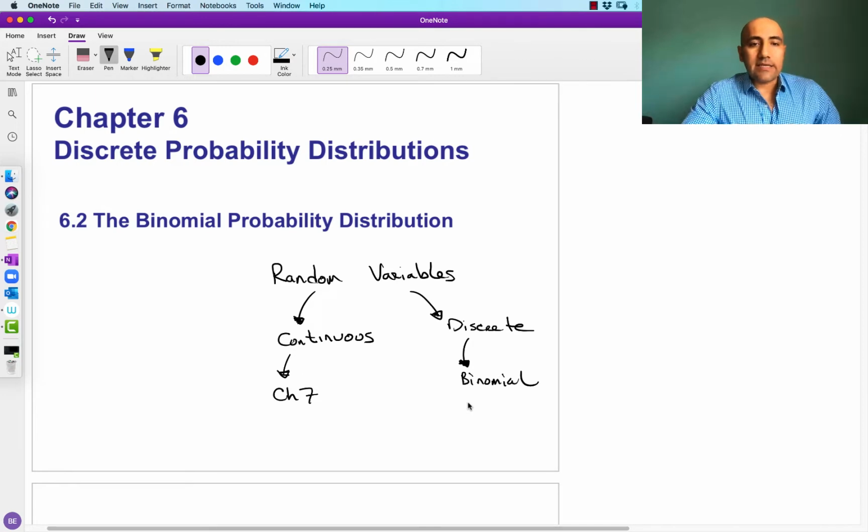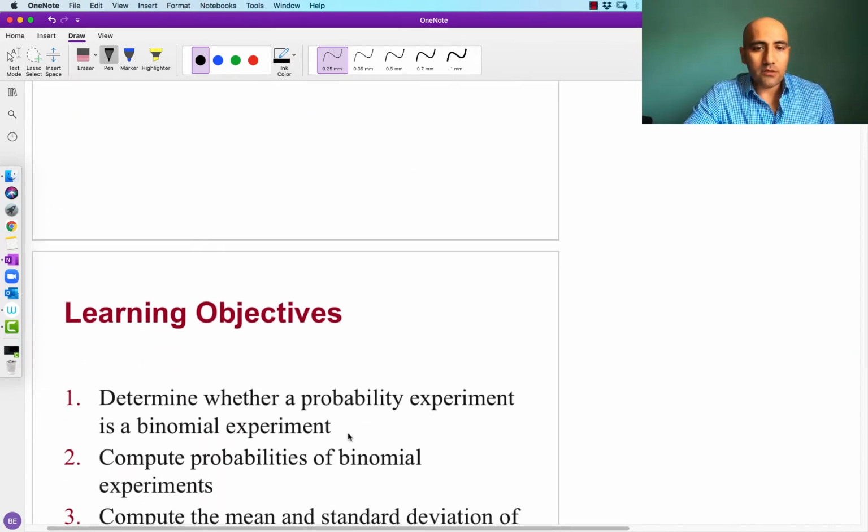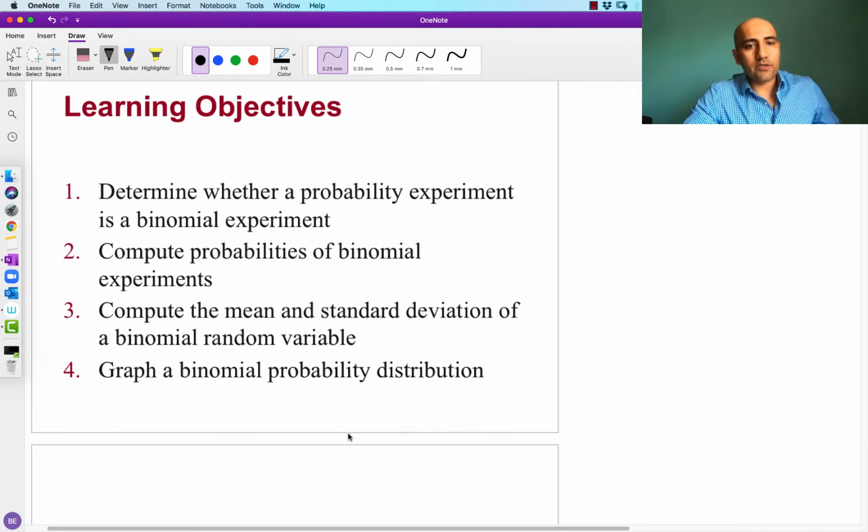So what exactly is a binomial distribution? Well, in this section, here are our objectives. One, we're going to determine whether a probability experiment is a binomial or not a binomial, so we can learn the criteria that qualifies a situation as being binomial. Two, we're going to compute probabilities of binomial experiments. Three, we're going to compute the mean and standard deviation of a binomial random variable. And four, we're going to graph binomial probability distributions.